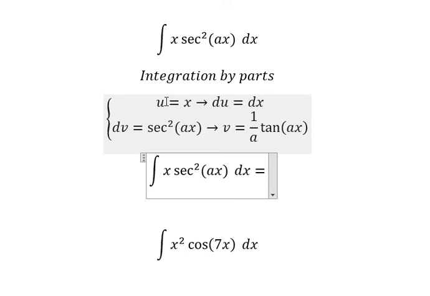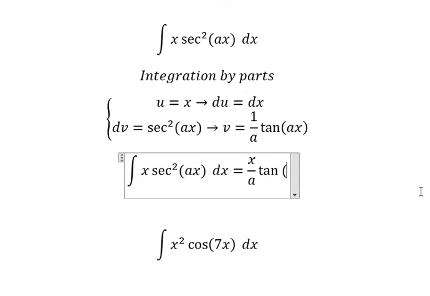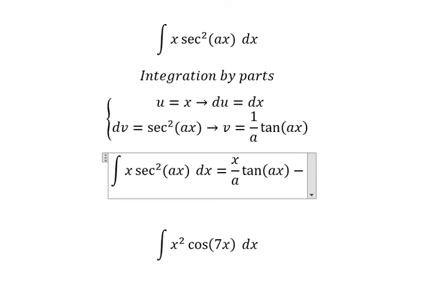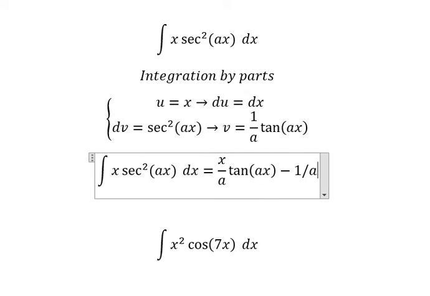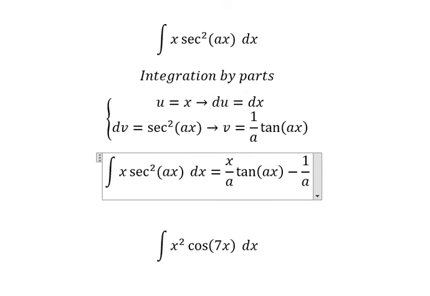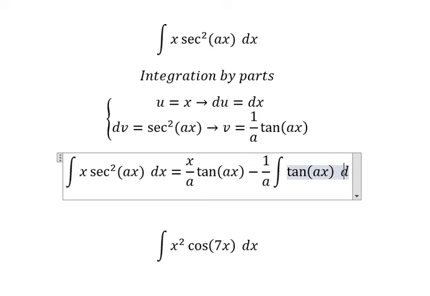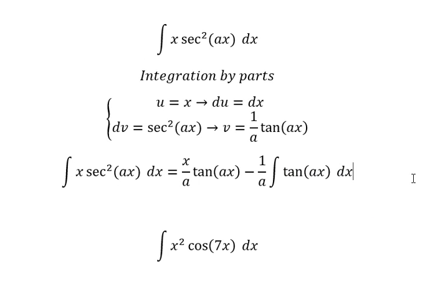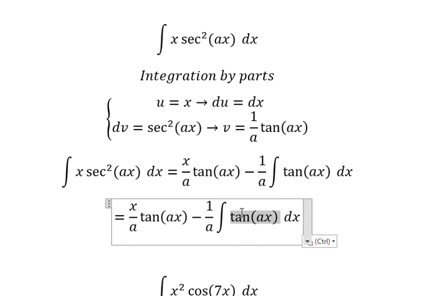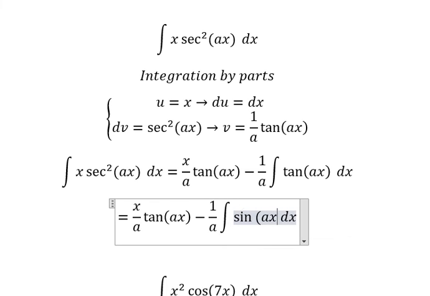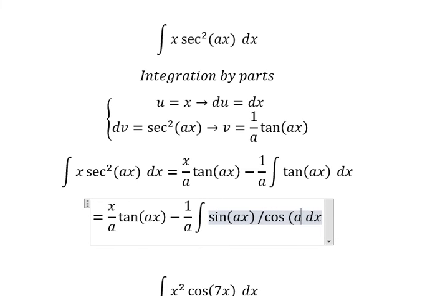So we put u multiplied by v, so we have s over a tan as, minus the u multiplied by v, so we have 1 over a, and we have the integration of tan as ds. So this one we need to change to sine as over cosine as.